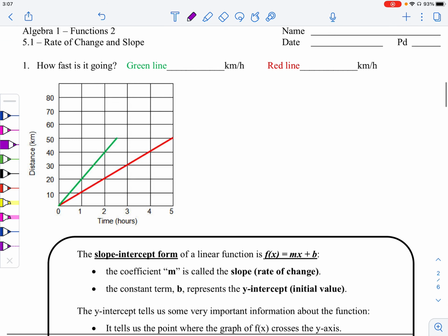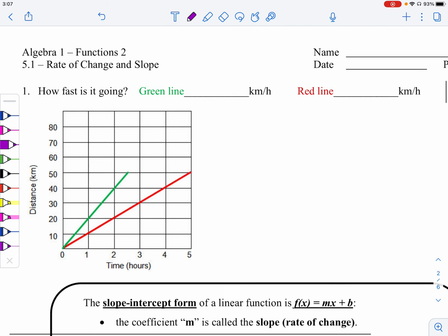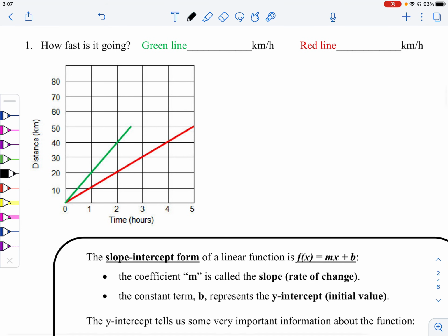Okay, so let's go down to our example here. How fast is this going right here? So green line, red line. Again, we're going to look at points. For our green line, let's look at this point right here, and then we follow along until we hit a corner. So we get a whole number right there. Perfect, we're going to use this one. Then we look at how far they went up, which is our rise. Here they went up to 20, from 0 to 20, so that's plus 20.